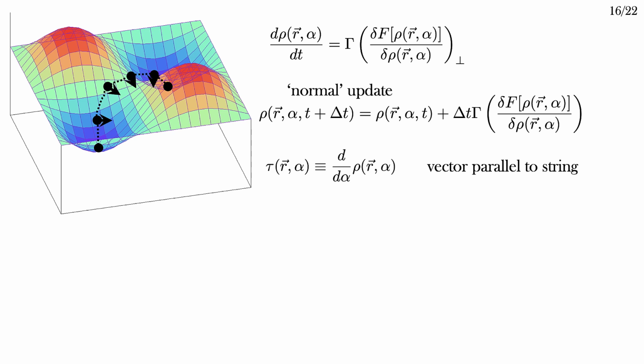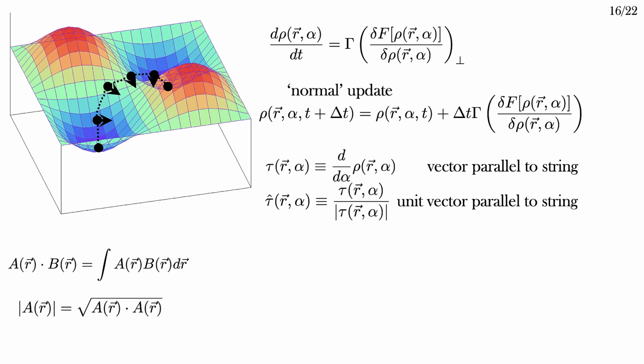The next step is to find a vector that's parallel to the string. I've called it tau. It's simply given by the derivative of the state with respect to the position along the string. You could find this using finite difference, but it works better to do the cubic interpolation that I mentioned previously, and then use the derivative from this interpolation. Now we want a unit vector, tau hat. This is obtained by simply normalizing tau.